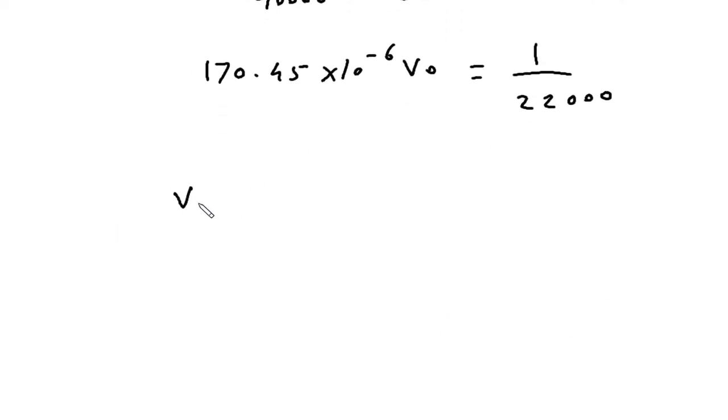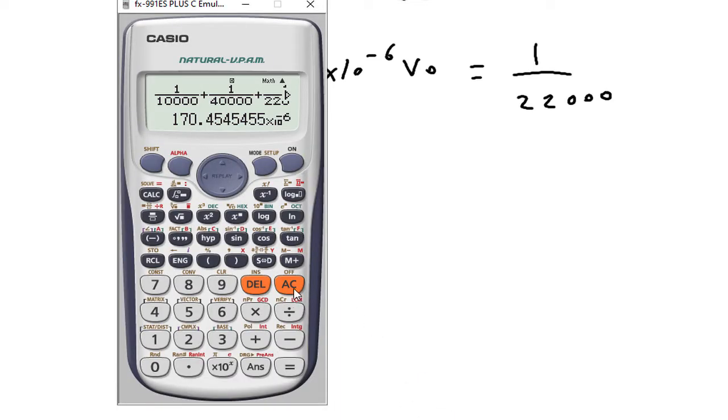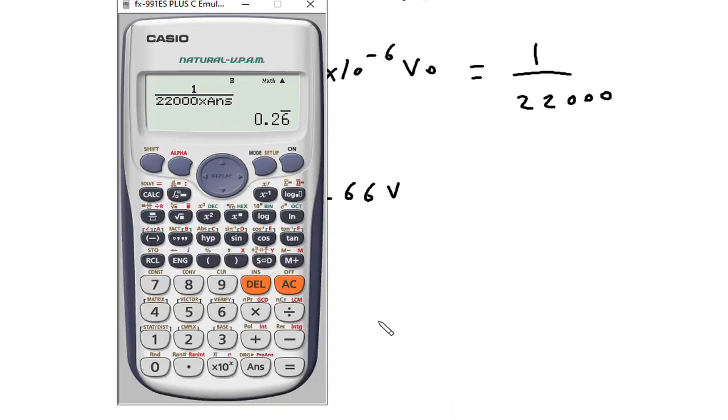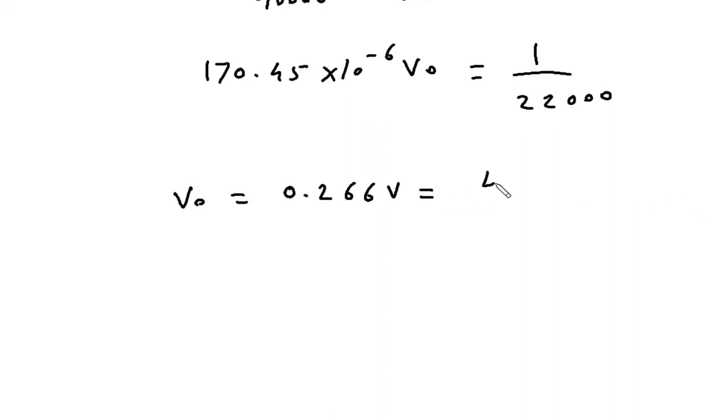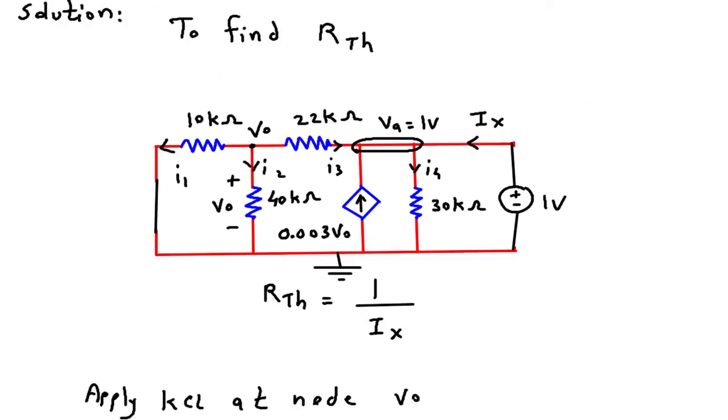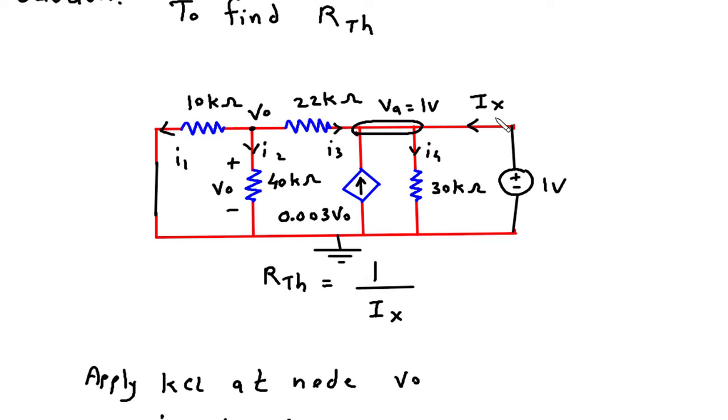So from this VO is equal to 1 by 22,000 into this. So this will be 1 divided by 22,000 into answer. So this will be 0.266. 0.266 volt is the value of VO. For more precise, we will write 4 by 15 volt. Now we have the value of VO. From this we can find the value of Ix.